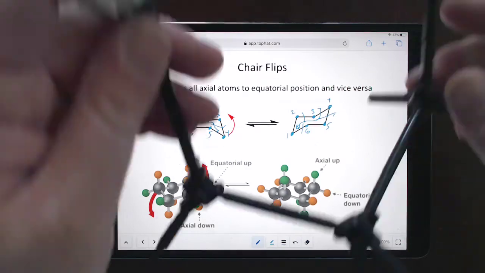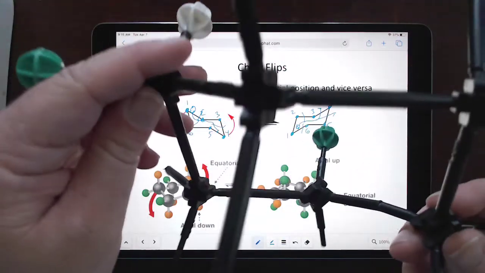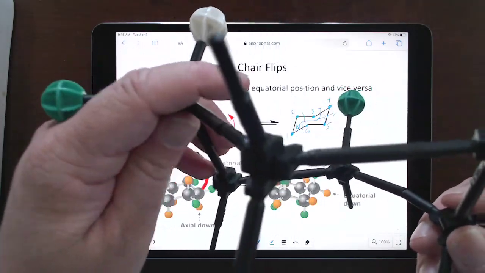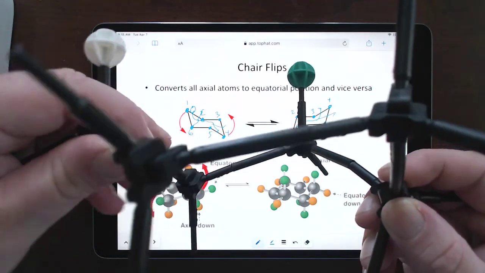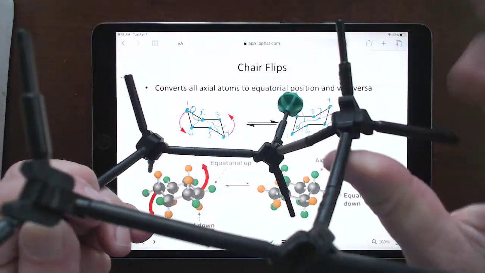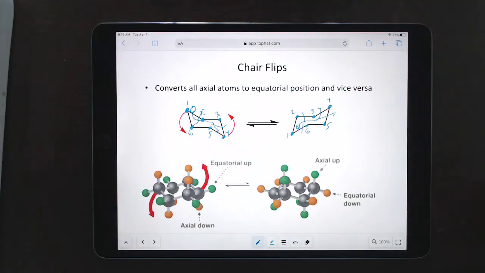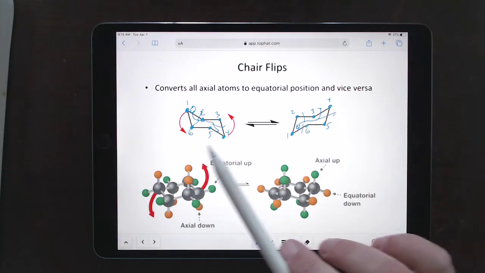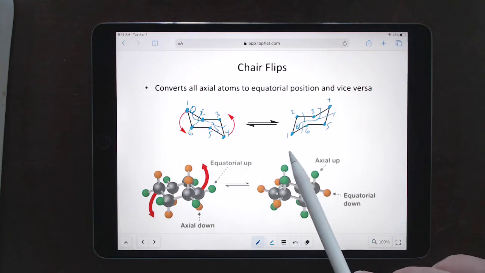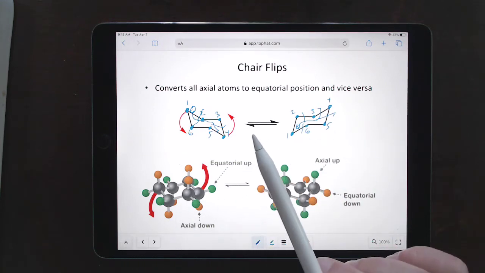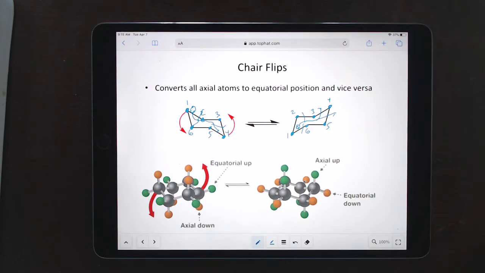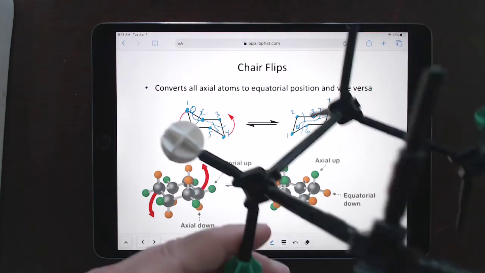If you look at it in the molecule, what's happening is this has come down and that's come up. And so we have to account for this here. But one of the things to notice, we'll do this here.